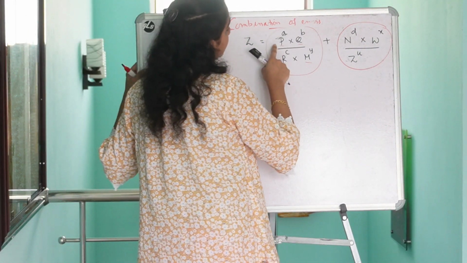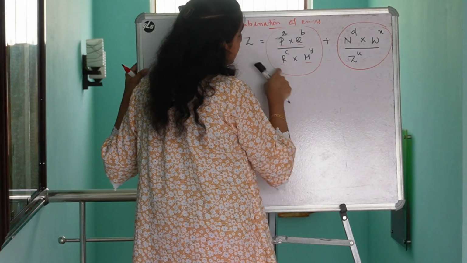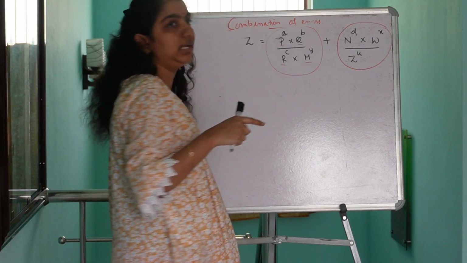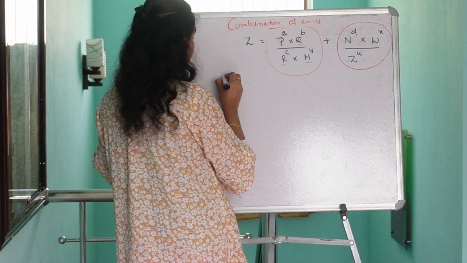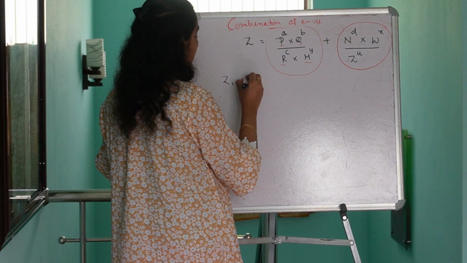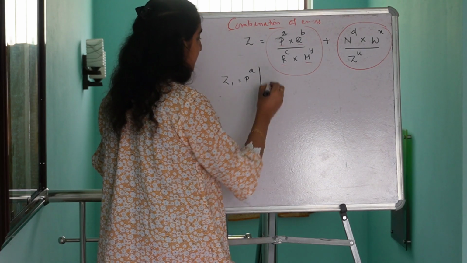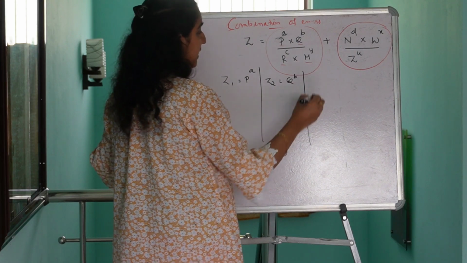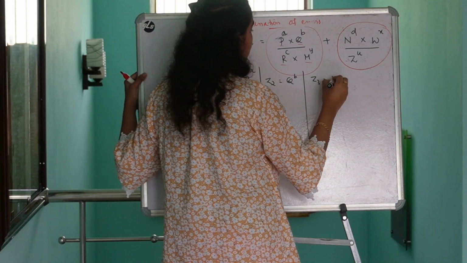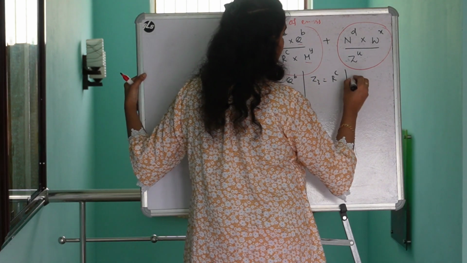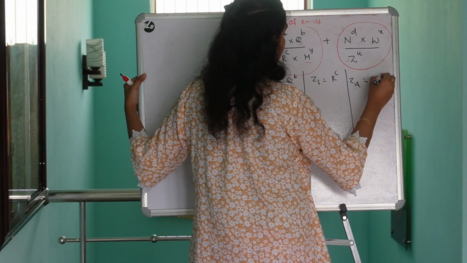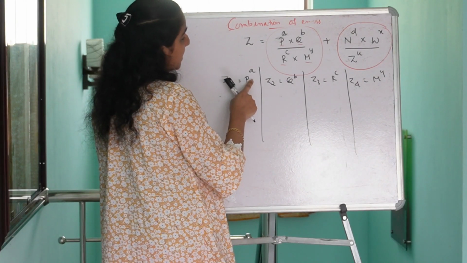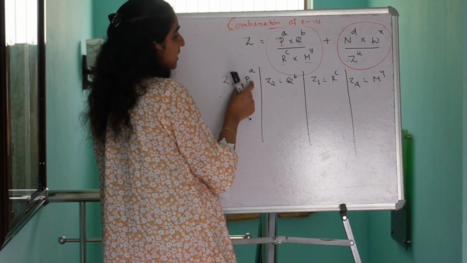Now in the first term, I am going to consider each of these individual terms. Let z1 be equal to p power a, z2 equal to q power b, z3 equal to r power c, and z4 equal to m power y. Is it clear? Yes.